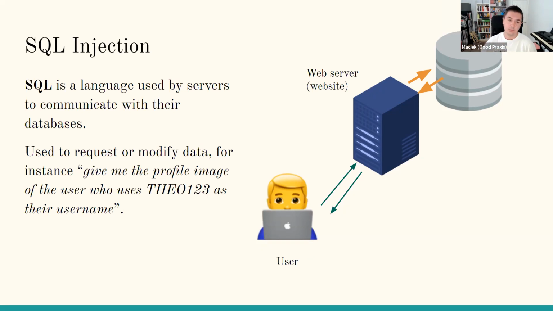So often you need a way of communicating with the server. That's why SQL and similar languages were invented. You can speak to them in a specific way and then get the data back that you need. Does that make sense? So for instance, say I want to say, give me the profile image of the user who uses Theo123 as the username. Then the database will know exactly what to look for, gives me that data, and everyone's happy, right?